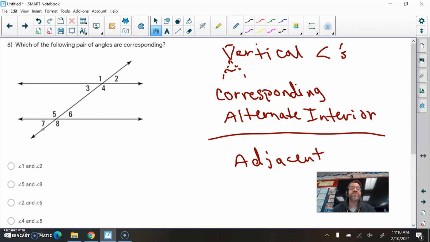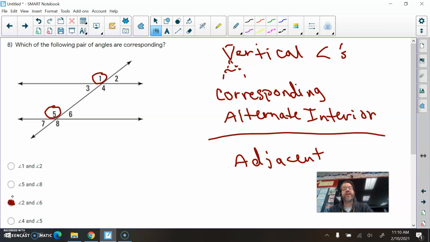Corresponding are the ones that are in the same location within their different groupings of angles, like angle 1 and angle 5. See how they both are in the top left corner in their group of angles? They correspond to each other and they're congruent because of that. Okay. 3 and 7 are corresponding angles. 2 and 6 are corresponding. 4 and 8 are corresponding. So when I look at my options here, angles 2 and 6, that's the one I want to mark.